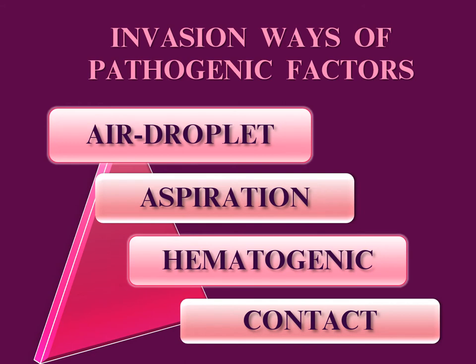Infective factors may invade lung tissue in the following ways. Air droplet way, by respiration. This is the common way. Aspiration, inhalation of food, vomit mass, or infected material from the mouth or pharynx. Hematogenic way, by blood circulation, and contact way from adjacent tissue.